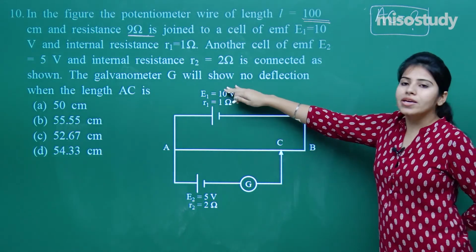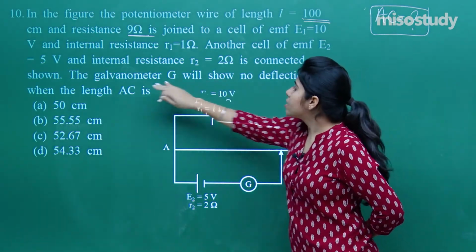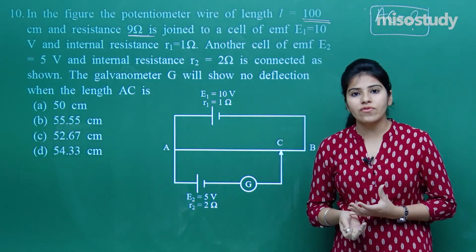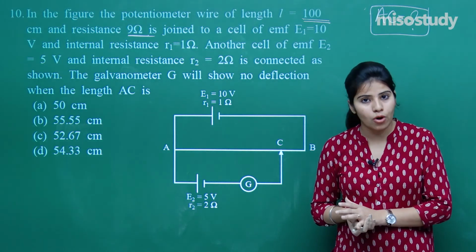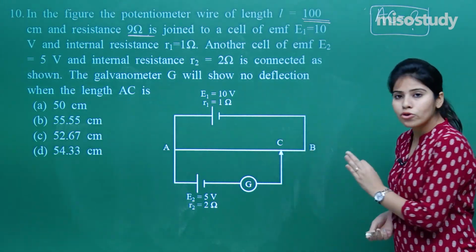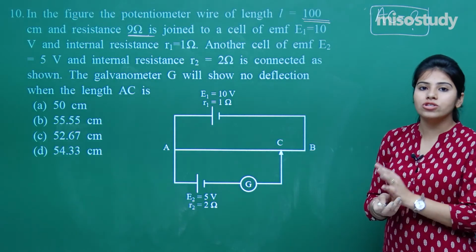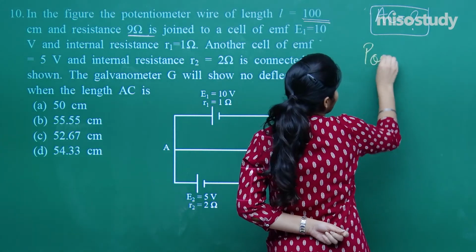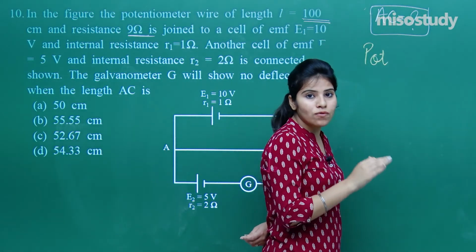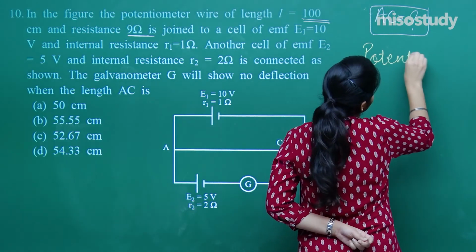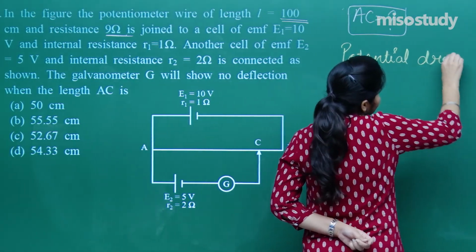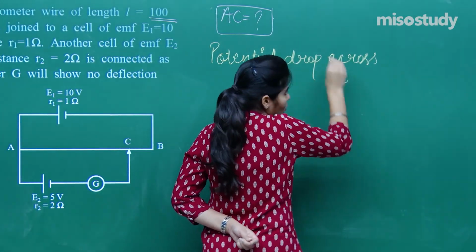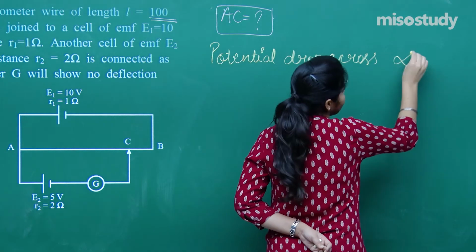Okay. So, here one important thing has been said over here. The galvanometer G will show no deflection. If it is showing no deflection, that means this should be the balance point. And if I am going to start with the question, first of all, I should tell you the basic. And the basic is that the potential drop across AC will be proportional to the length of AC.